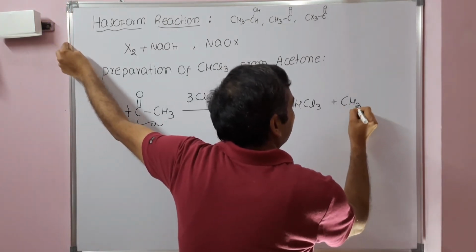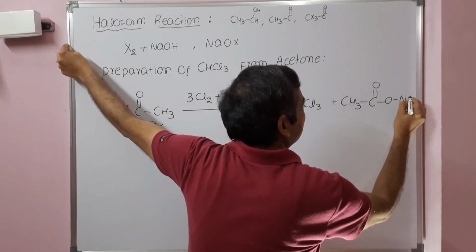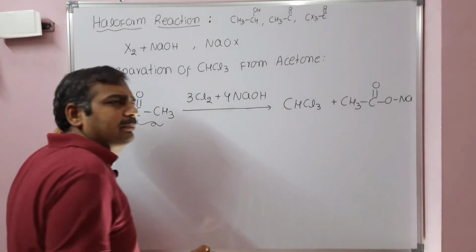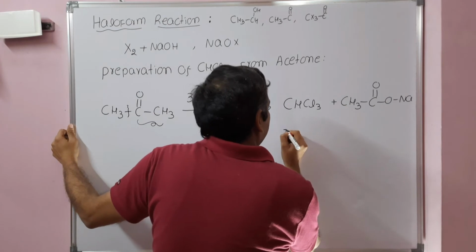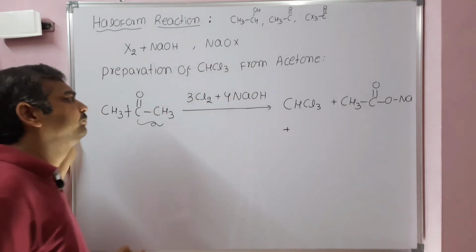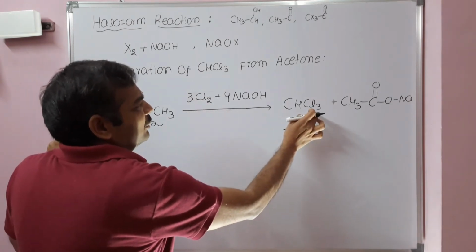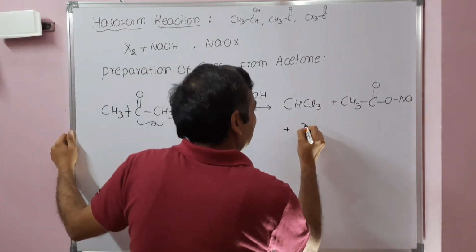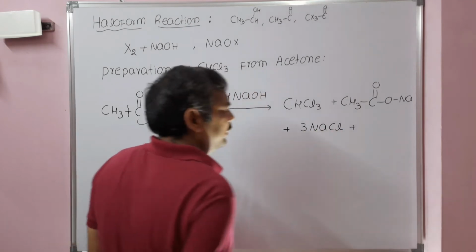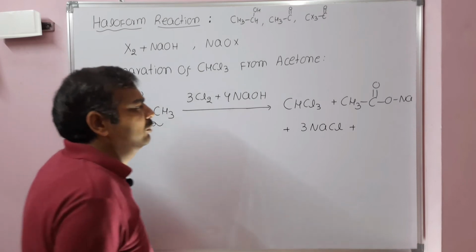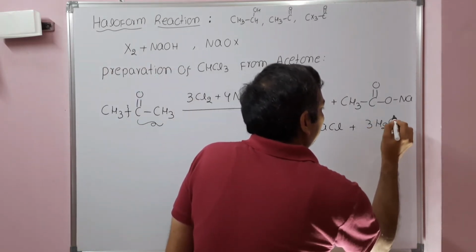For any doubt, in the last class we spent a lot of time on the mechanism. You can practice the mechanism by watching my last class. The side products are very important to write here. How many chlorines are there? 6 chlorines. Among the 6 chlorines, 3 are already utilized and the remaining 3 form sodium chloride. For 1 mole of sodium chloride, 1 mole of water will form. So remember this point: 3H2O.